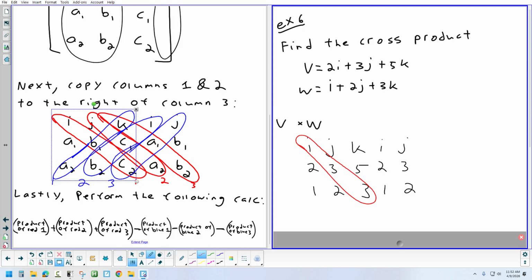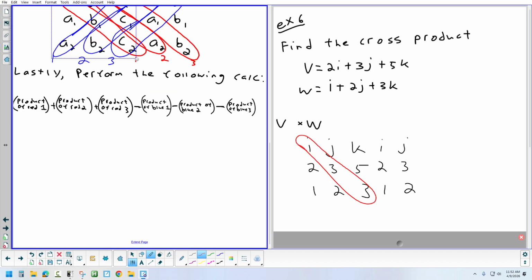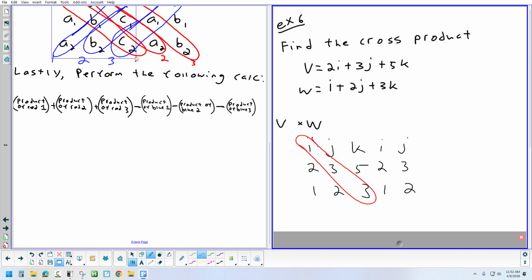I3, 3. That's the first one. Okay. Second one, J5, 1. Third one, K2, 2. Let's do those first. What's I times 3 times 3? Yep. 9i.